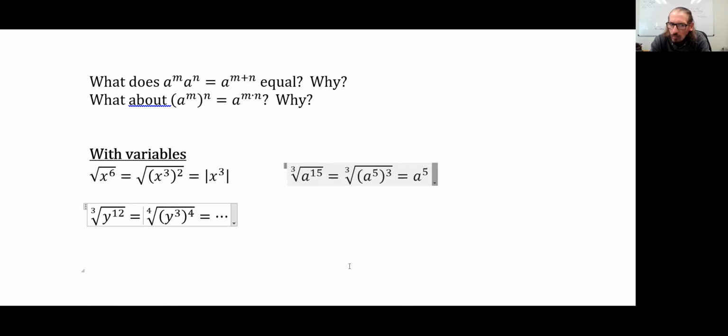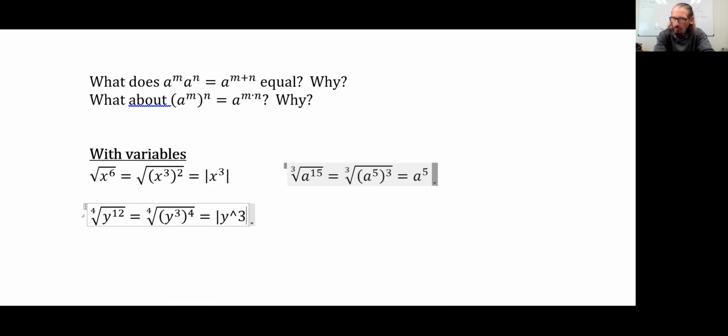Since our typo. Okay, let's make it a 4th root, like we have over here. Then I'm seeing 12 is 3 times 4, so y cubed raised to the 4th power is y to the 12th. Roughly speaking, the 4th root and 4th power will cancel, but we don't know if y cubed is positive or not, because we don't know what we're putting in for y.